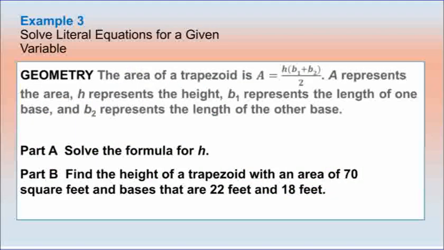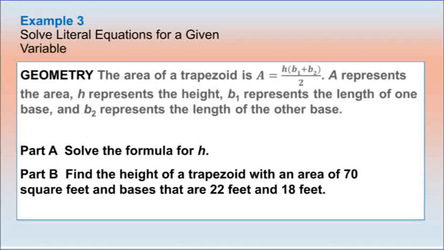Next, example 3: solve linear equations for a given variable. Now we're going to get a formula and solve for a specific variable in the equation. It says the area of a trapezoid is A equals h times base 1 plus base 2, divided by 2. A represents the area, h represents the height, b1 represents the length of one base, and b2 represents the length of the other base. So for part A, we're going to solve the formula for h. Then for part B, we're going to find the height of the trapezoid with an area of 70 square feet and bases that are 22 feet and 18 feet.